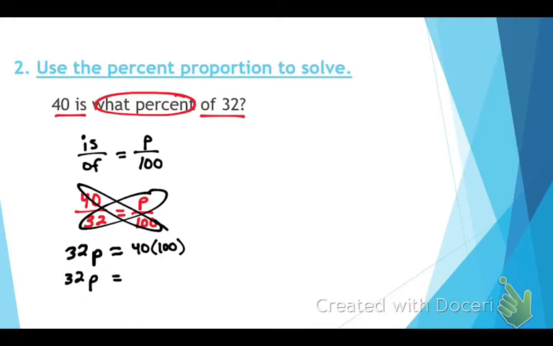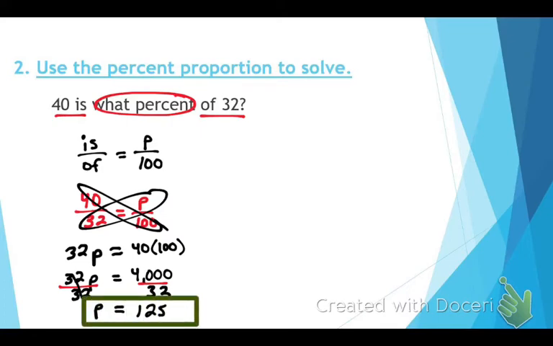Guys, what's 40 times 100? 4,000. How can I get P by itself? All right, very good. So we got to be fair, and on both sides we're going to divide by 32. What is 4,000 divided by 32? 125. The main thing you want to remember at this point is it says 40 is what percent of 32. So a lot of people just boxed this in and said 125. Unfortunately, if you got that wrong on your quiz and you just forgot the percent, you still need to go back and redo the problem, but this time, make sure you put in that the correct answer was 125%.